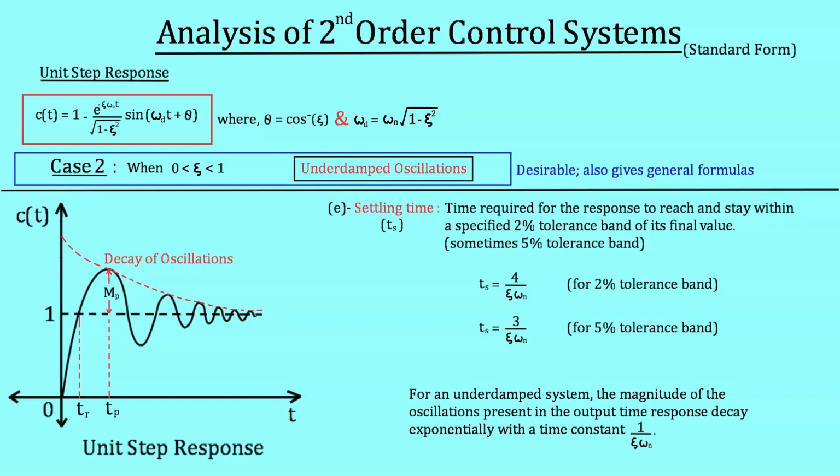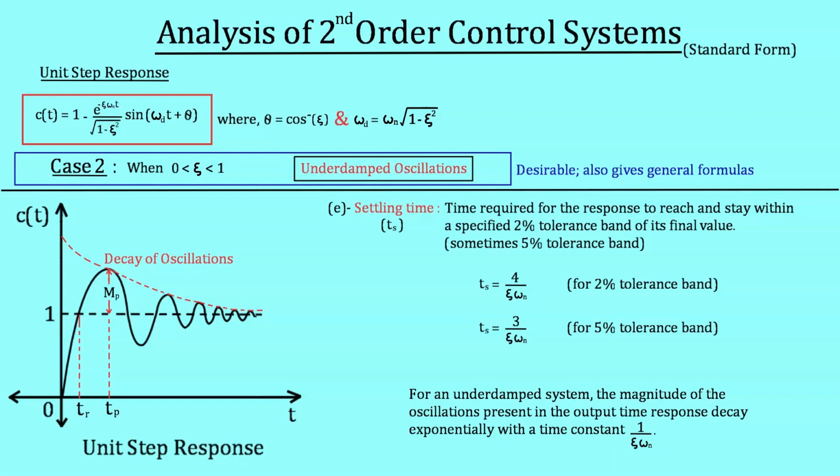For an underdamped system, the magnitude of the oscillations present in the output time response decay exponentially with a time constant of 1 divided by zeta omega n. As we have seen earlier, the definition of time constant is that it is the time at which the response reaches 63.2% of the final value.